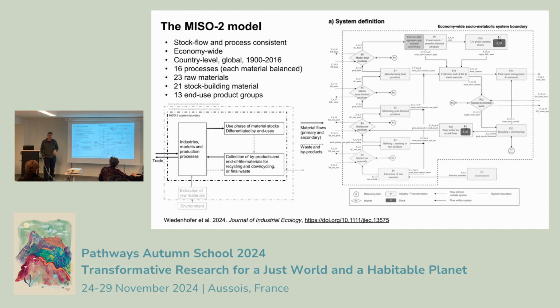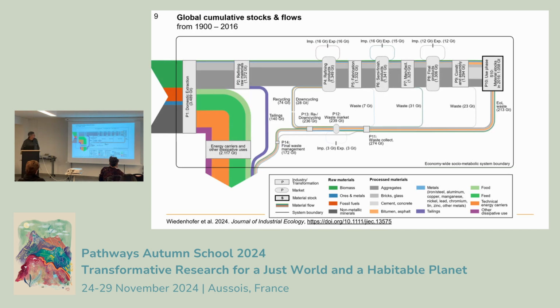You would say 13 end-use product groups, this is very little, and I agree. But it is super much when compared to how difficult this is. And the data are not very good, but that's really where the frontier is. Yeah? And just to show some results.